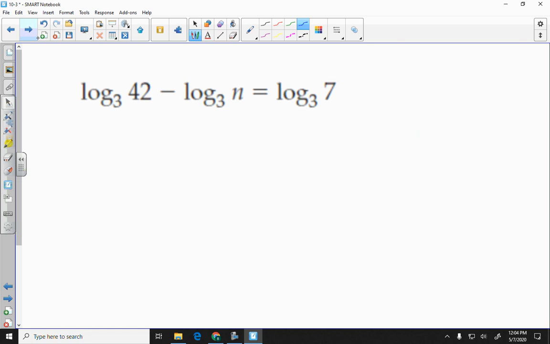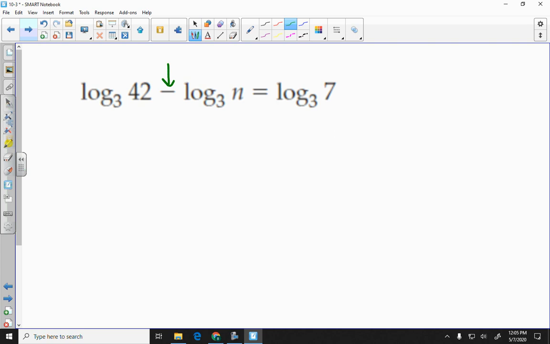But more applicable is using algebra. What if you have multiple logs? What if they're added or subtracted together? What if I still need to solve for n? Well, we had a property that says if I have a log of one thing equals the log of another, and they have the exact same base, I can just drop the log. But if there's a subtraction happening in there, then you cannot do that.